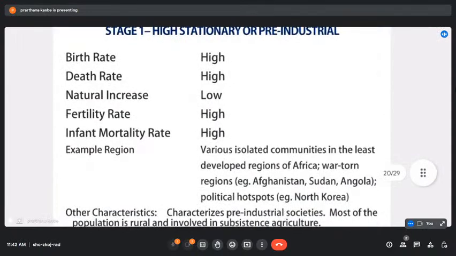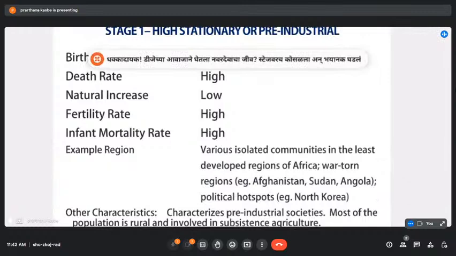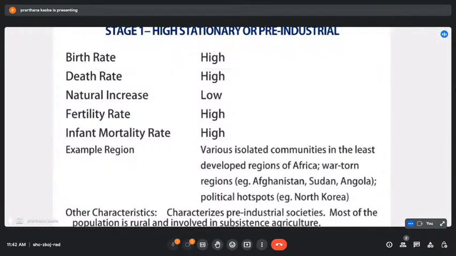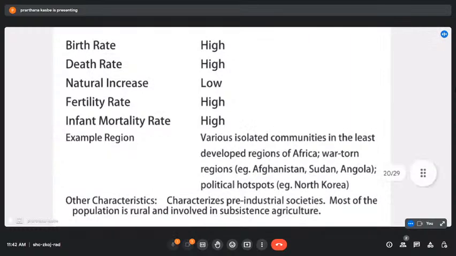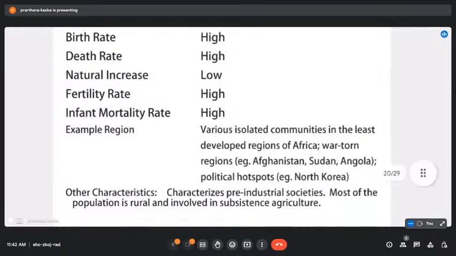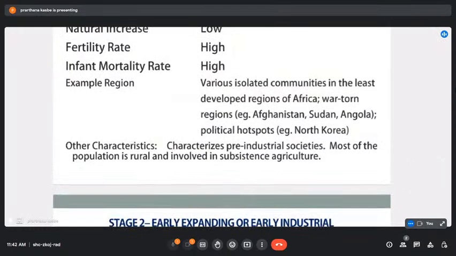So what is the impact of that? This is shortly the stage 1. Birth rate is high, death rate is high, the natural increase is low, fertility is high, infant mortality rate also high. For example, the various isolated communities in the least developed regions, for example, Africa, Afghanistan, Sudan, Angola, etc., are some examples of high birth rate and high death rate.